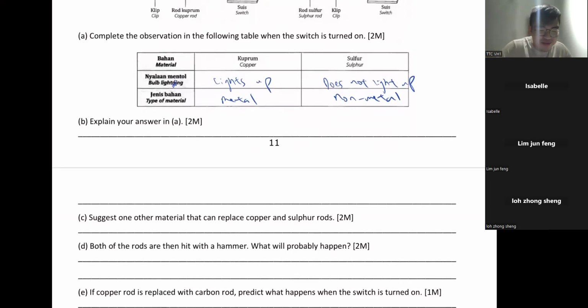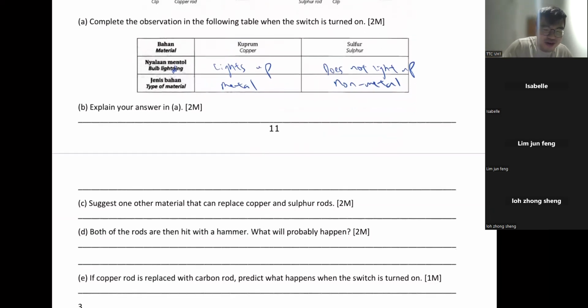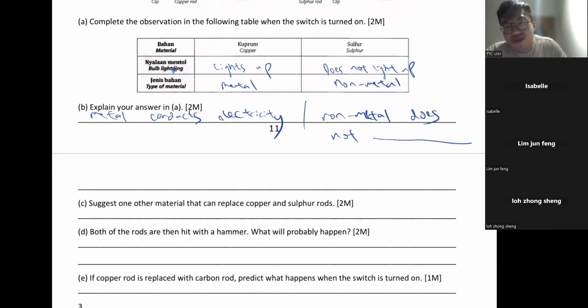Okay, explain your answer in A, right? Why will copper light up? Okay, because metal conducts electricity, and then non-metal does not conduct electricity. Okay, you finish the sentence yourself. I am pretty lazy, as you know, right? So you can do it yourself. Okay, so shall we move on?